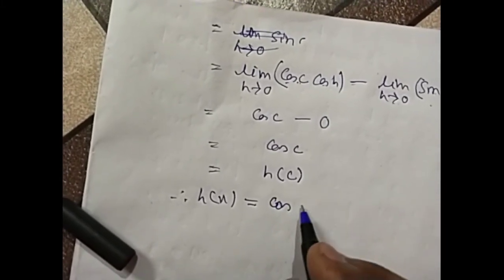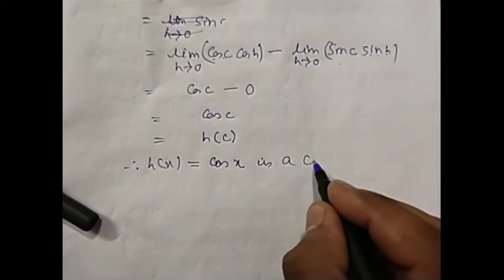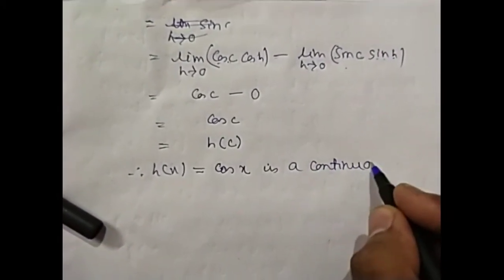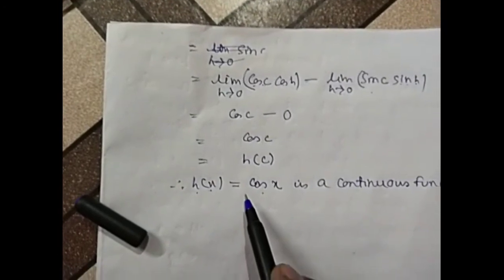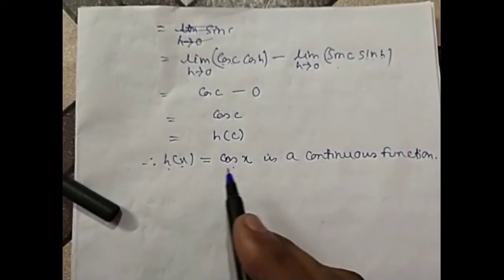Therefore h(x) equal to cos of x is a continuous function. g(x) was also continuous, h(x) is also now continuous. If two functions are continuous, their multiplication will also be continuous according to the algebra of continuity.